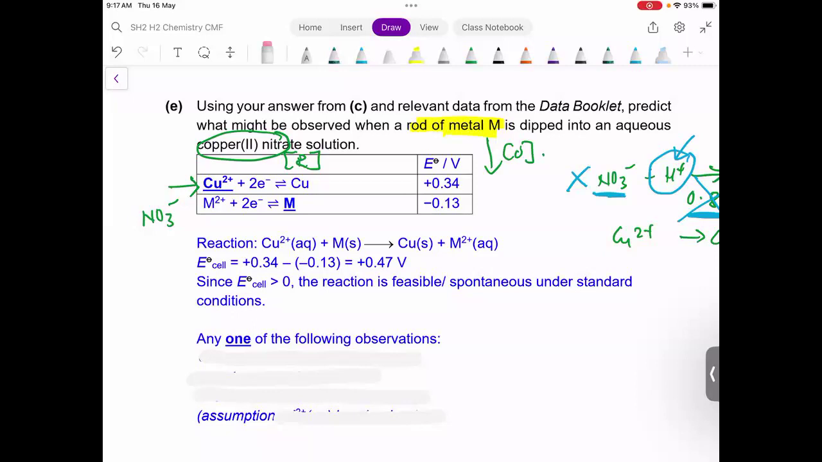It depends on the packing though, so does it really coat? We are not sure. So you just say that there will be deposition of pink solid. Where it deposits, we don't care. What else will you observe? The metal rod will dissolve. You should see the metal rod dissolving or decreasing in size. So that will be the observation. The assumption here is that your M2 plus is colorless, so that it doesn't add any color to the solution.